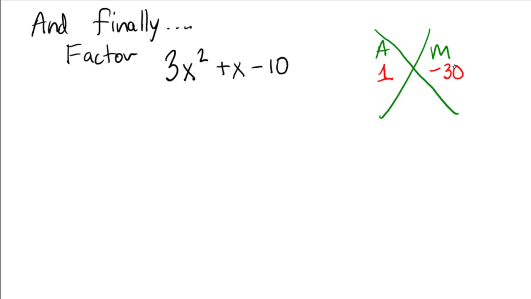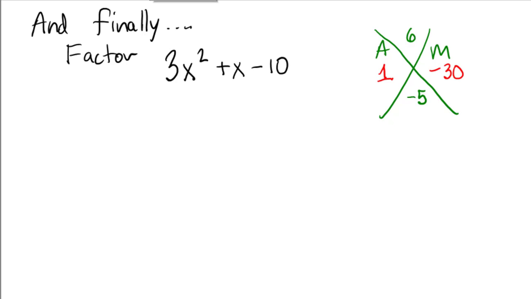Once you determine those two numbers, the multiply number and the add number, you can then run through your mind all of the numbers you can think of that add to 1 and multiply to negative 30. If you pause the video and try it out on your own, the two numbers after some work might be a 6 and a negative 5. Notice 6 plus negative 5 is 1, 6 times negative 5 is negative 30.